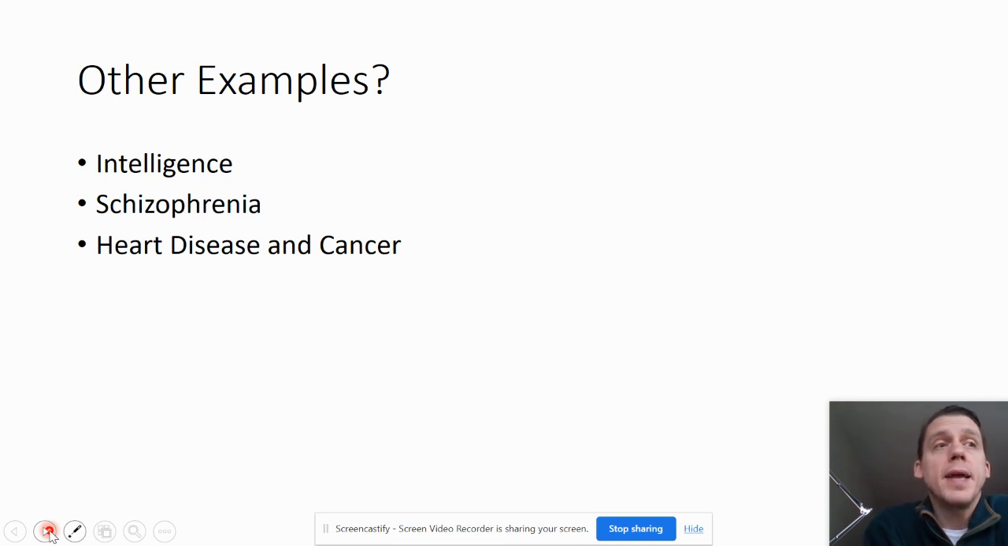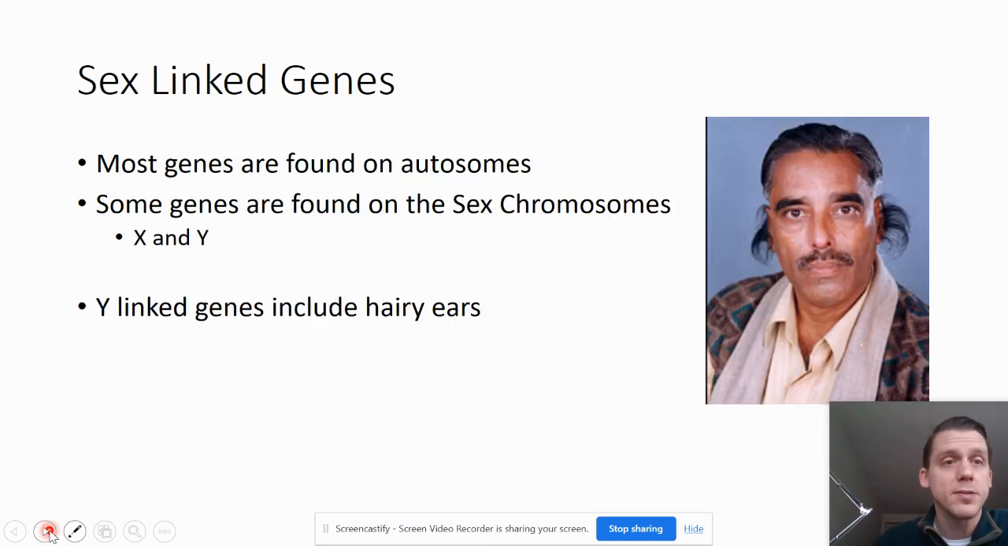There are potentially many examples. We don't know what all of them are. Intelligence might be one. Schizophrenia, a disease, might have a genetic and environmental component. Heart disease, cancer, right? You might be more prone to heart disease, but certain environmental components like your diet or your exercise levels may contribute to that. And the same thing with cancer. People may be more prone to cancer genetically. It doesn't necessarily mean they will get cancer. There also could be exposure to ultraviolet light, exposure to tobacco or alcohol. All of these things affect cancer rates.